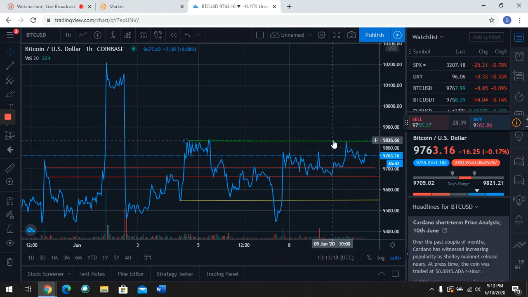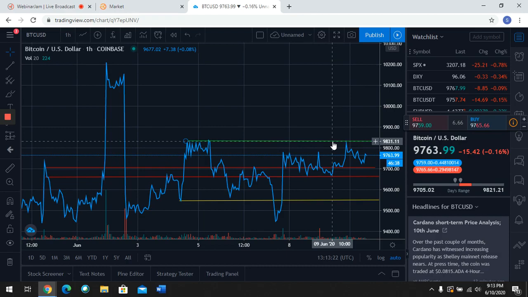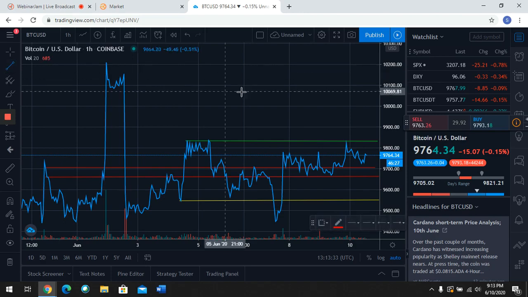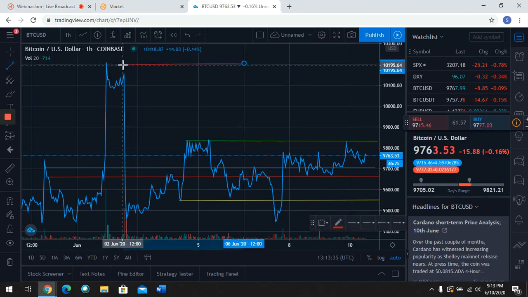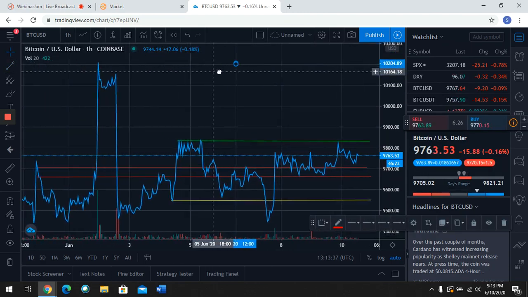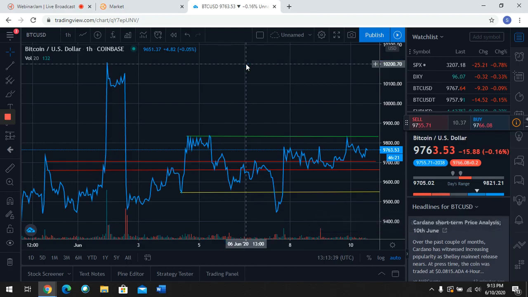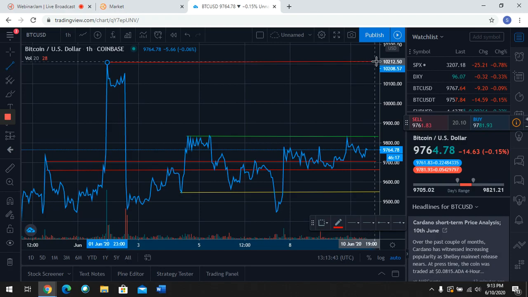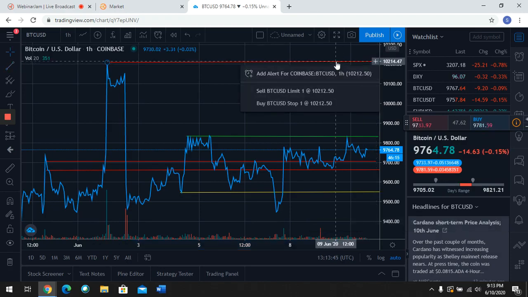Why did I draw a green line here? This is a crucial key resistance level within this small consolidation phase. Let's say Bitcoin is able to break this line, and we have a huge window of opportunity here. Sorry, let me just delete that. We have a huge window of opportunity happening.